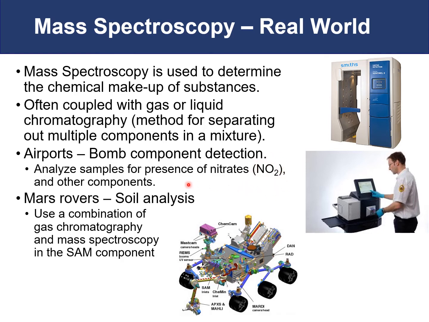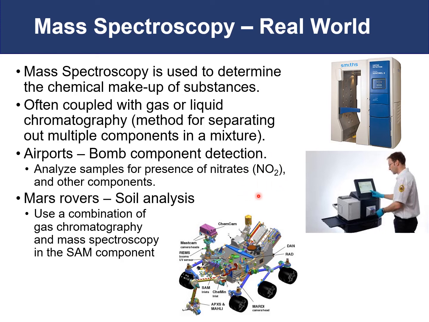Another one that you might have seen in some airports is this large contraption that you walk through and it blasts little bits of air all over your whole body. It then sucks up that air and runs it through a mass spectrometer, also looking for the presence of nitrates.